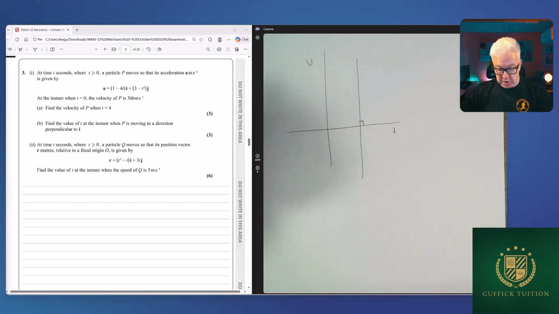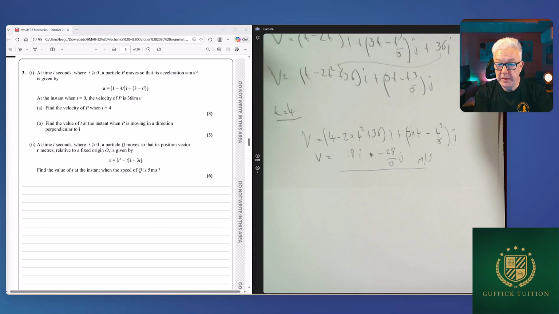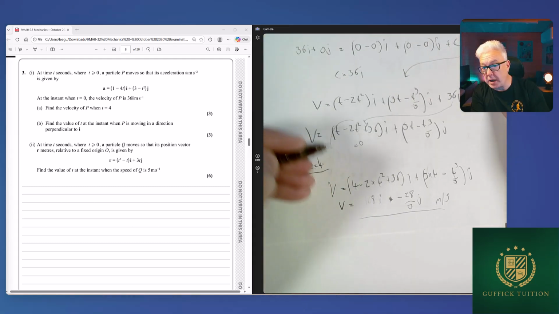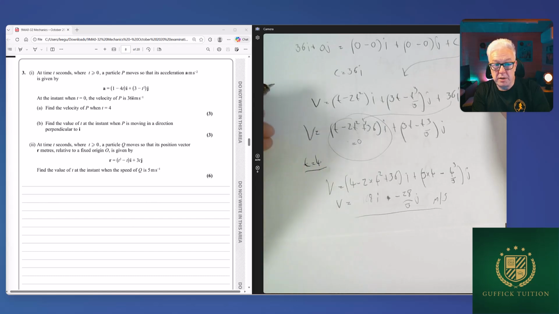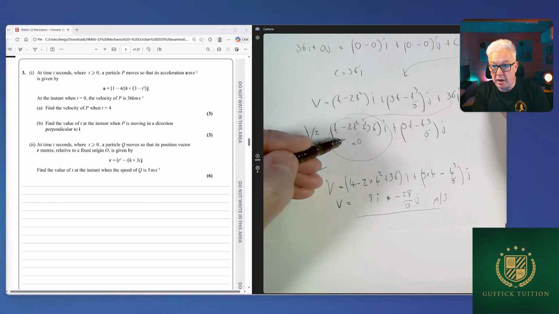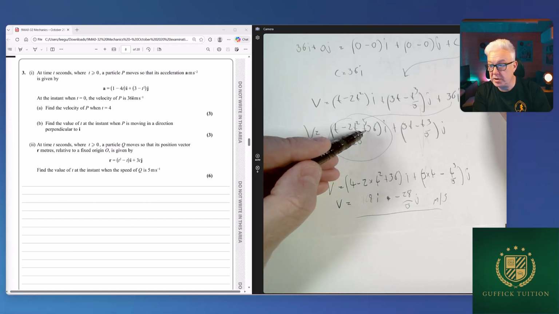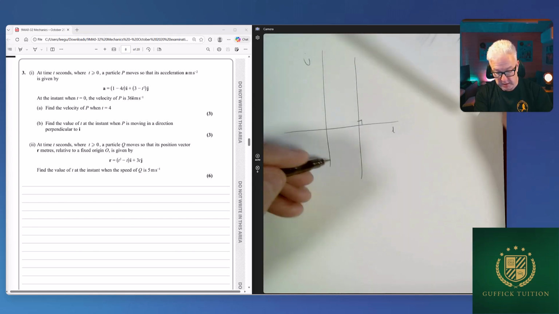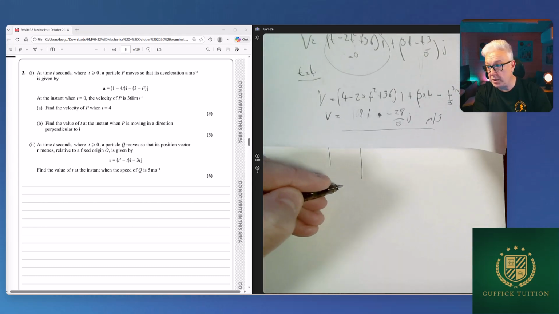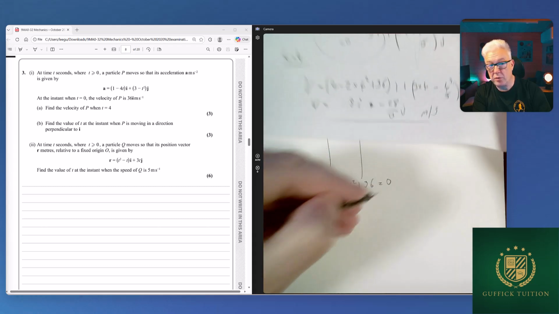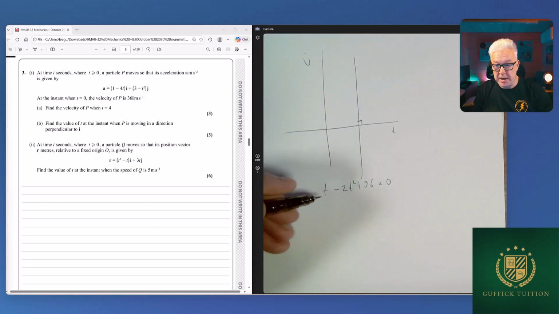So what we do is, in our equation here, we're going to equate this i component to 0. If something's moving perpendicular to i, only the j is changing. So the i component is 0. That's the crucial bit. So we're going to write down t minus 2t squared plus 36 is going to equal 0. Okay, so that's what we're solving.